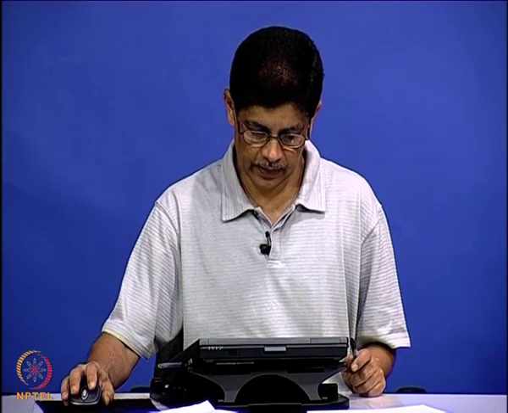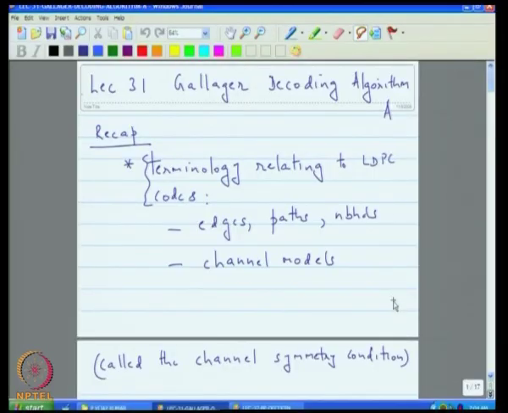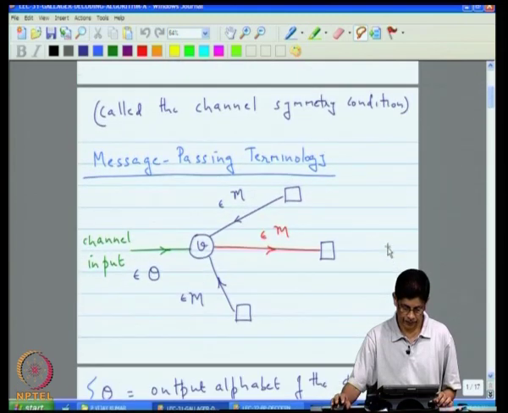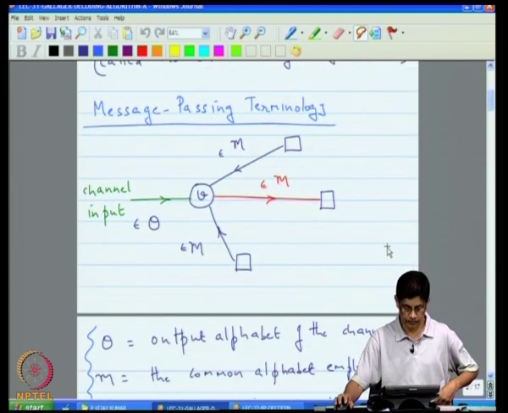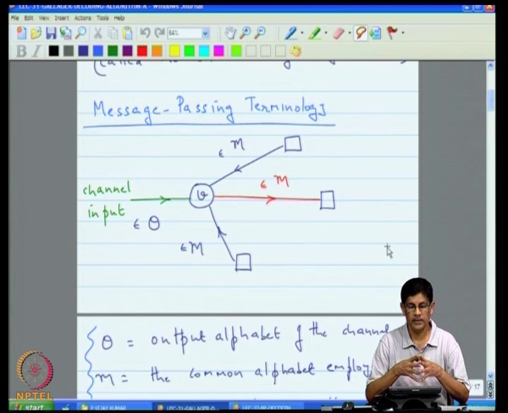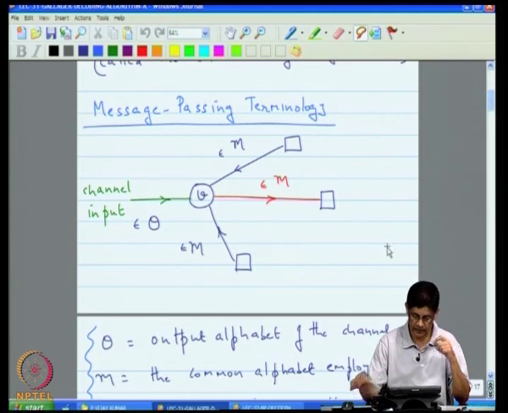So last time the title of the lecture was Gallager Decoding Algorithm A, and I began. We are going to look at LDPC codes, and we are going to see how one can decode them by passing messages on the Tanner graph that is associated with an LDPC code. We have talked about the Tanner graph earlier.